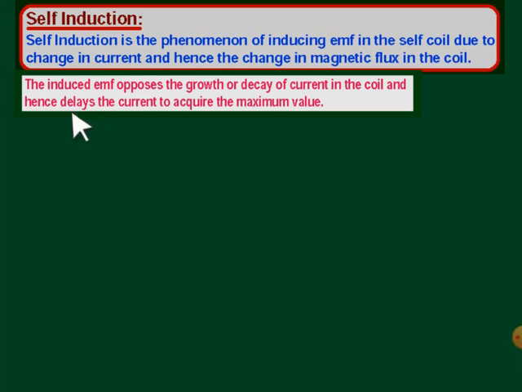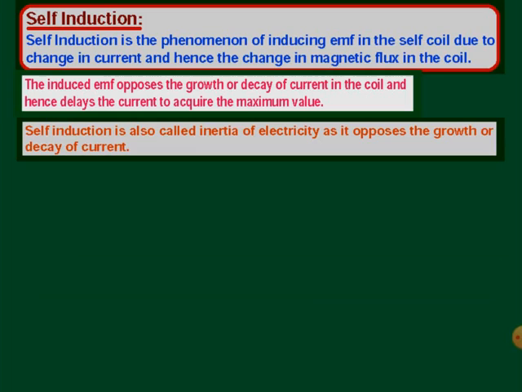The EMF induced opposes the growth or decay of the current in the coil, and hence delays the current in acquiring its maximum value. Now what happens when you switch on? Instantaneously the current goes to its maximum or peak value. But whenever the current is allowed to pass through a coil, just like a solenoid, there will be some delay in the growth of the current. From 0 to maximum, there will be some delay in reaching the maximum or peak value. We call it the delay in the growth of current.